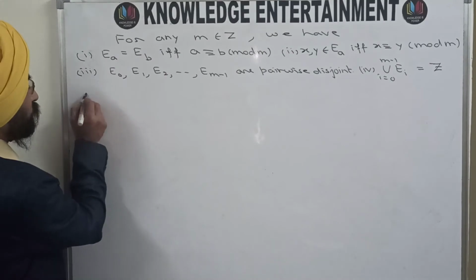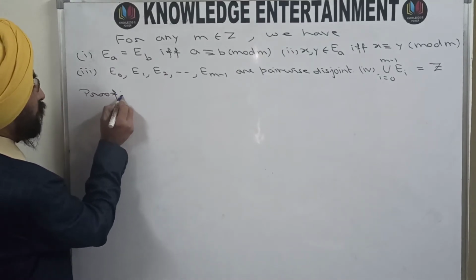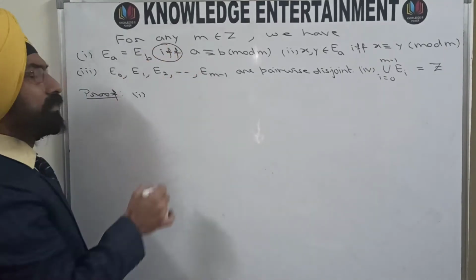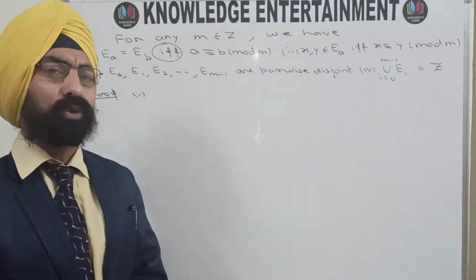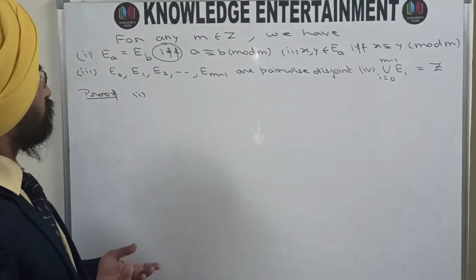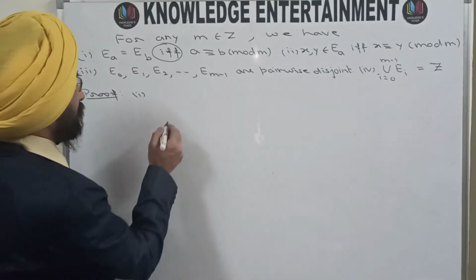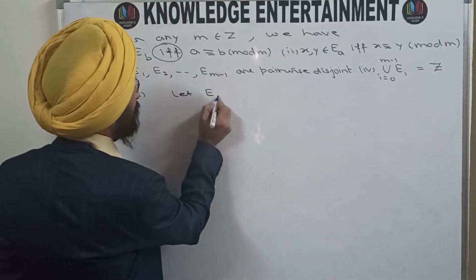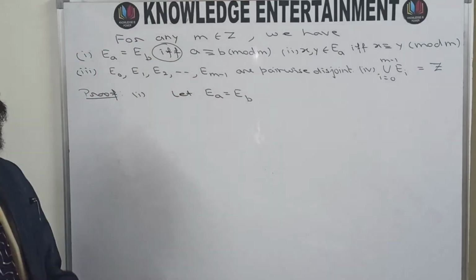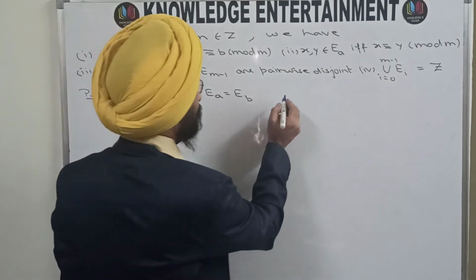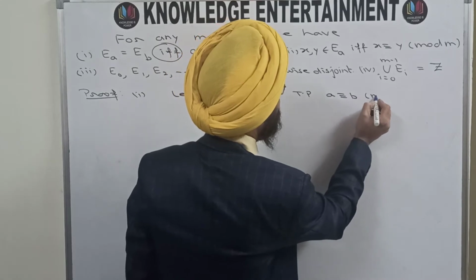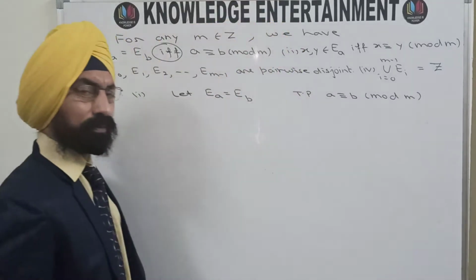So what are the proofs? Let us move on to the proofs of these properties. The first one is an if and only if statement. And you know that when there is if and only if, you are to prove it directly as well as the converse part. So first, suppose that EA is equal to EB. We are to show that A is congruent to B modulo M. This we are to prove.